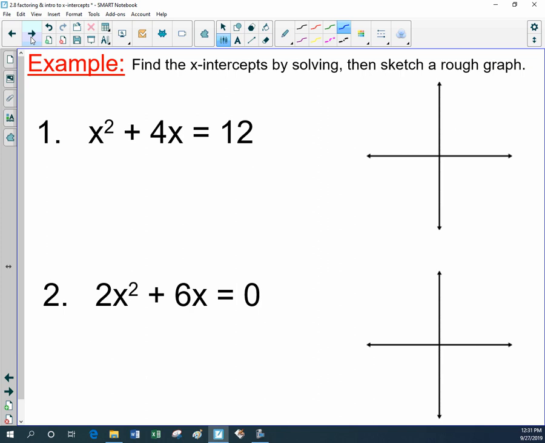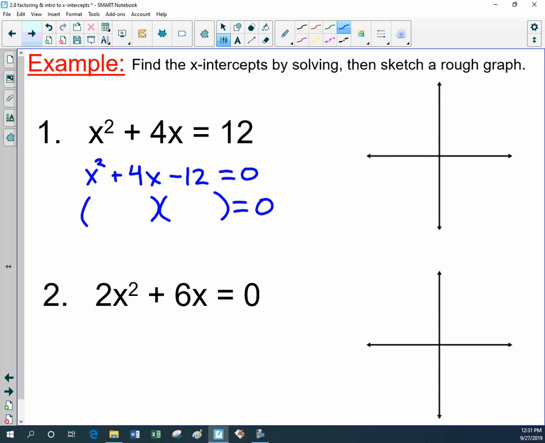Okay, so first of all, before I can factor this, what do I have to do to it? Get everything on the same side. Very good. So this would be x squared plus 4x minus 12 equals 0. That gets everything on the same side by subtracting the 12. And now we're going to factor this.